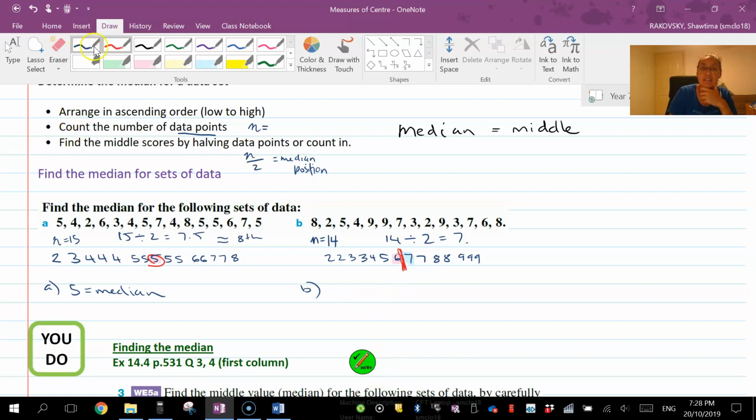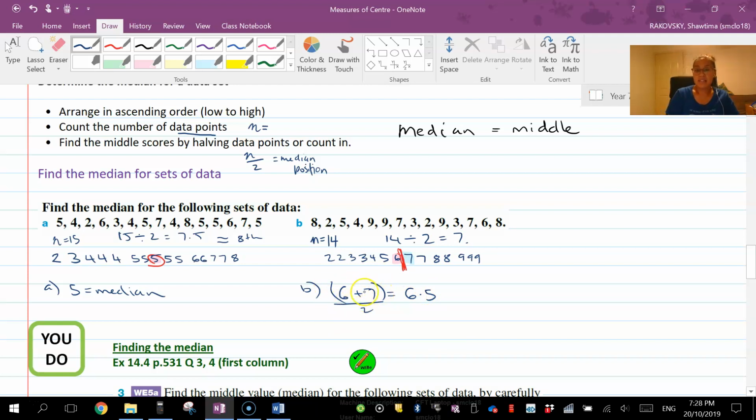So what I do is I go 6 plus 7 equals, divided by 2, brackets on that. So 13 divided by 2 gives us 6.5. Yes. So 6.5 is our median in this case.